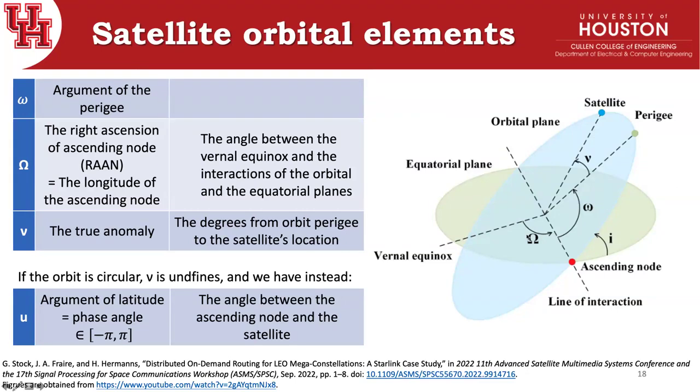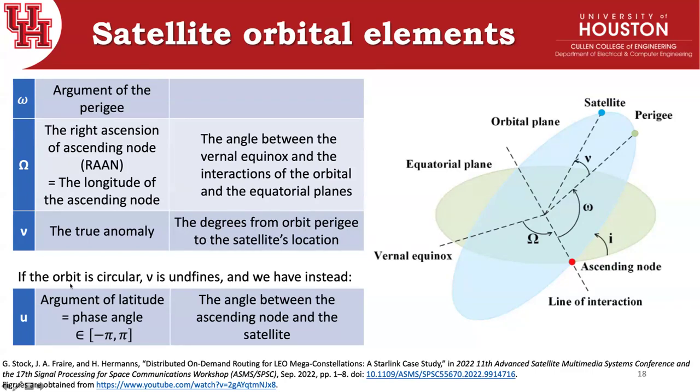And the second one is also very important, called the true anomaly, represented by the letter V. This is the angle from the perigee, the closest point of the orbit to the Earth, to the satellite's current position as it moves along its orbit path. So as you can see, with the element omega and the element V, we can locate the position of a satellite. So I think these two elements are very important among the six traditional elements.